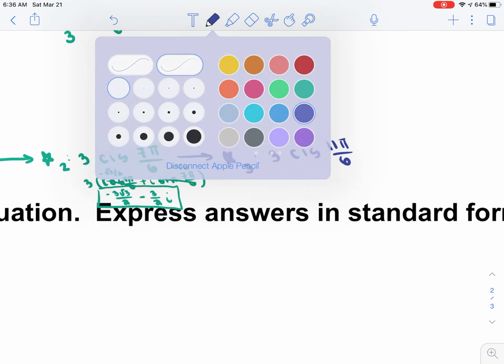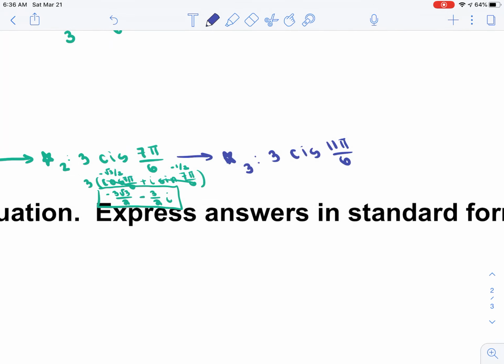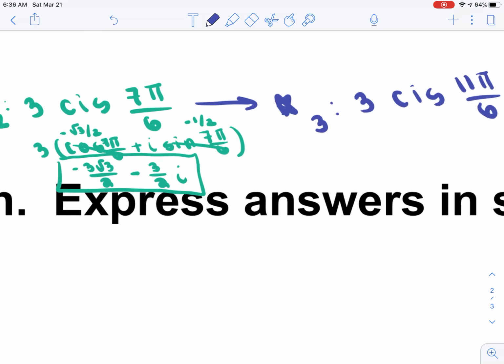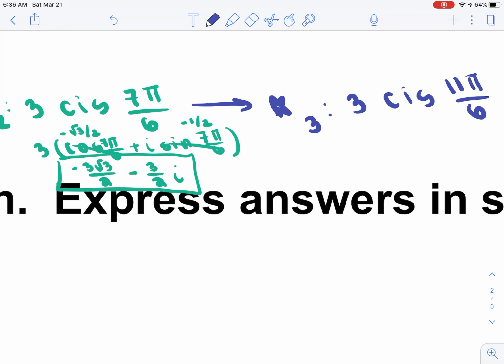And then finally this last one, luckily we're seeing the symmetry again. 11 pi over 6 is going to actually have the same ordered pair as 7 pi over 6, but the x value will be positive and the y value will remain negative.